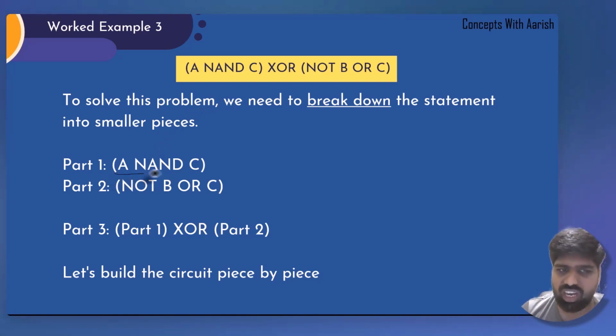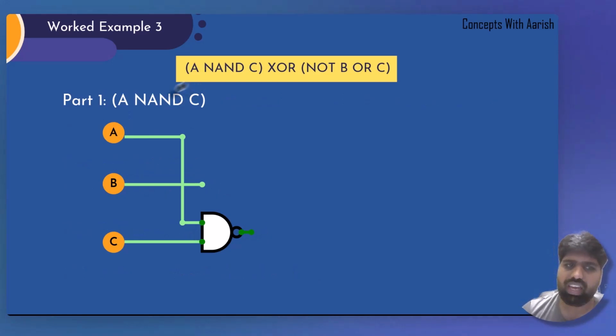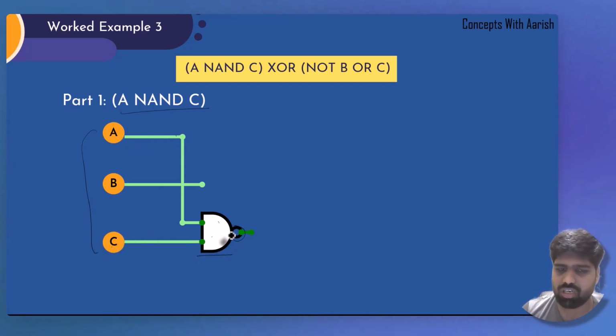First of all, I will break it into smaller parts. I have A NAND C, then I have not B or C, and then I have to combine part 1 and part 2 together in order to produce the exclusive OR. So first, A NAND C. I have three inputs, so I will consider A and then C, and apply NAND. NAND is an AND with a circle at the end. So first I will do that.